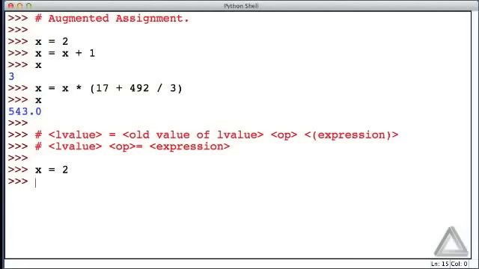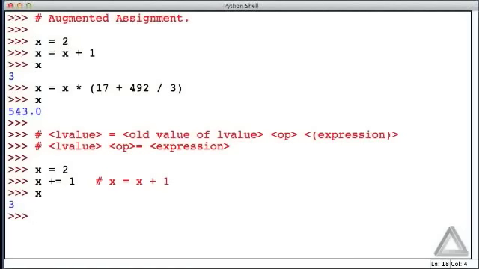If we are going to increment x by 1, what we can write using augmented assignment is plus. That's the operator, the assignment operator, and then whatever we want to add to it, say 1. This is equivalent to x is equal to x plus 1. Now when we look at x, it's equal to 3.